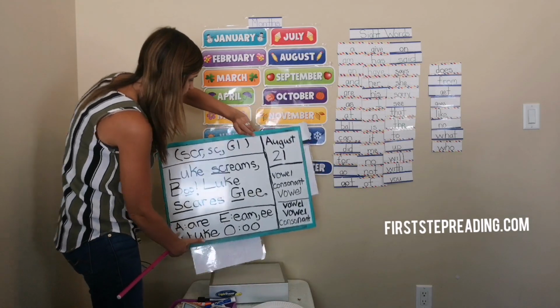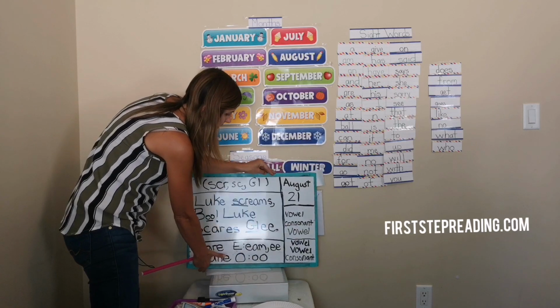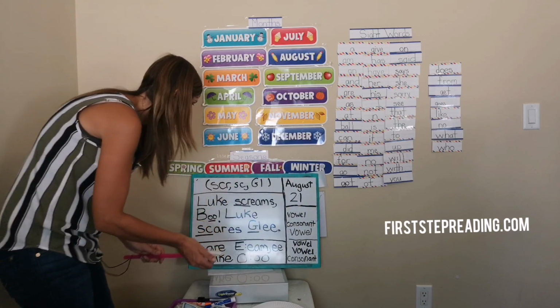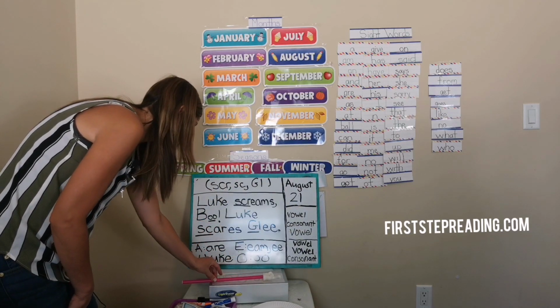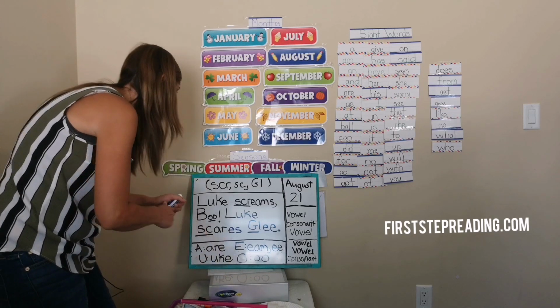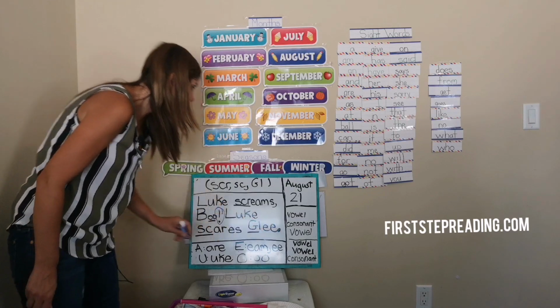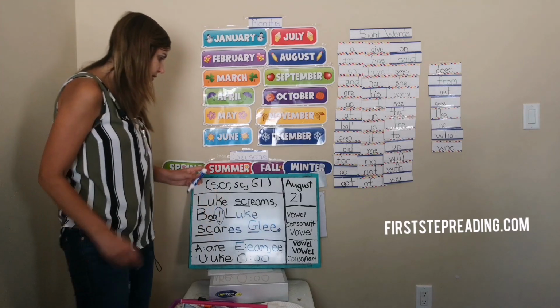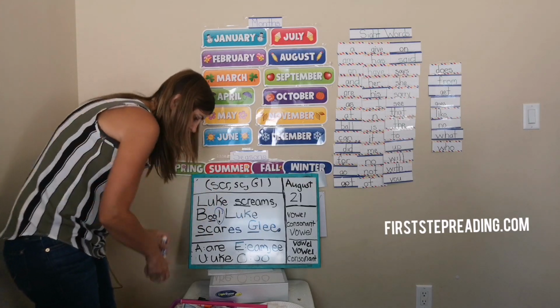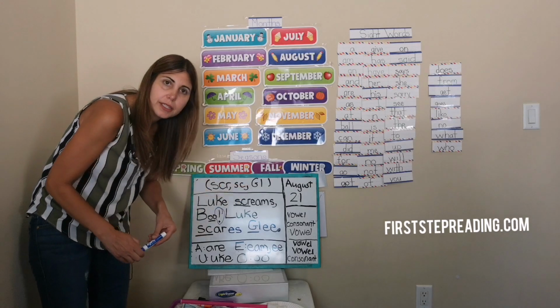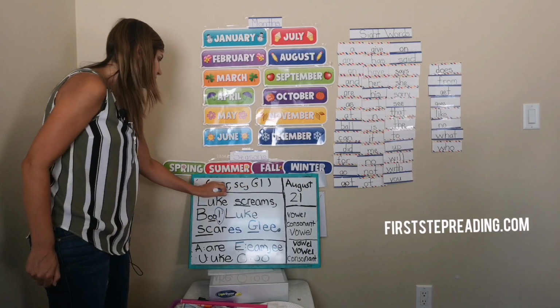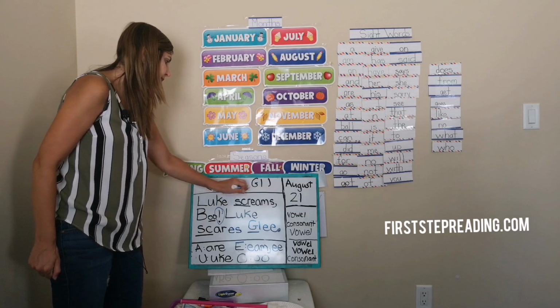Okay? Let's do this sentence. So it's actually two sentences today. How do I know it's two sentences? Because I see an exclamation mark and a period. So I know those are both sentences. There are no sight words in this sentence today, but there are some blends here.